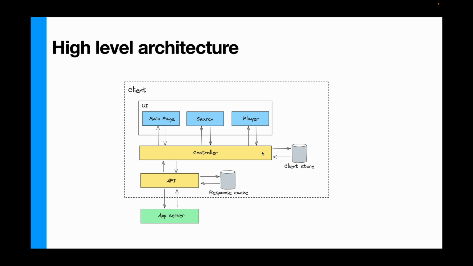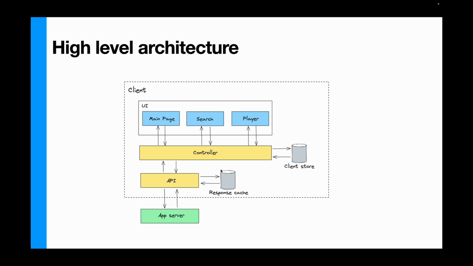Okay, let's move to the high-level architecture. The client side of our application consists of three main parts: UI or view layer, controller, and storage or model. The view layer is responsible for displaying UI components. It includes three primary UI components: main page, search bar, and player.